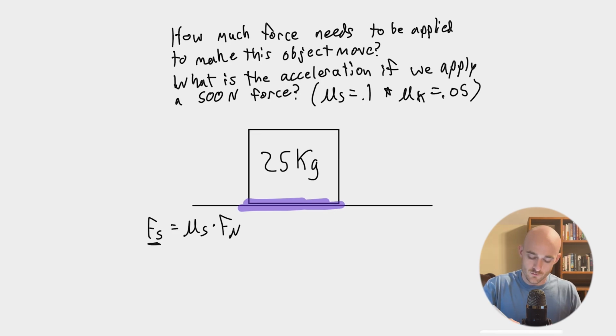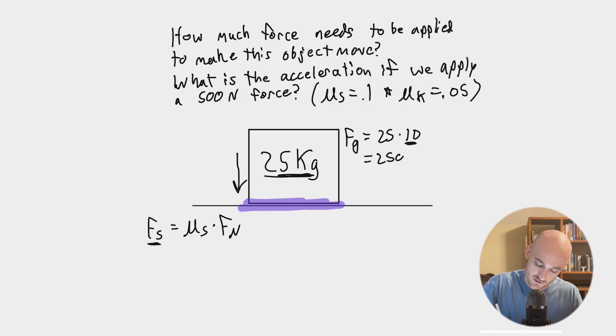To calculate the normal force, we first need to figure out what is the force of gravity pulling this object down. And luckily, that's really simple. We just do the force of gravity is equal to 25 kilograms times 10 for that gravitational acceleration. That then is equal to 250 newtons. So this box is applying and pushing down on the floor with 250 newtons.